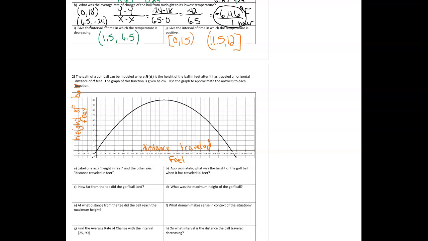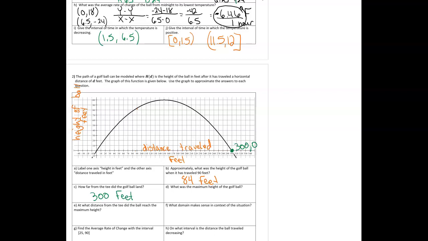What we want to do, approximately what was the height of the golf ball when it has traveled 90 feet? So 90 feet would take me to here. And then if I go up, I would say it's maybe 84 feet, maybe say 85 feet. So I'm just going to go with 84 feet. All right, next, let me do a little erasing here. How far from the tee did the golf ball land? So that's right here. If you look at this point, that is the 300 feet.